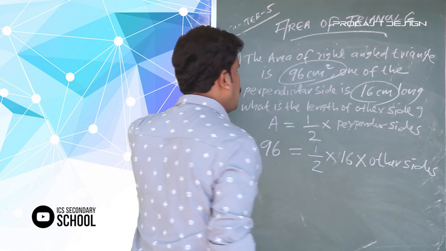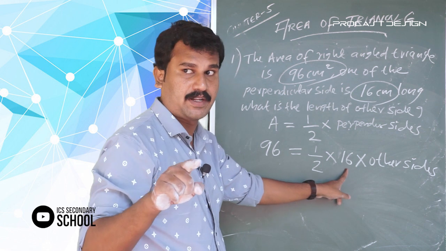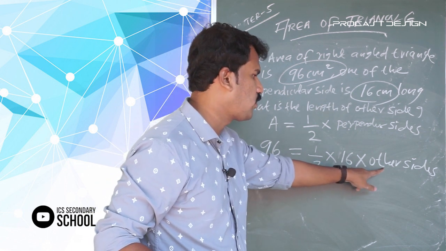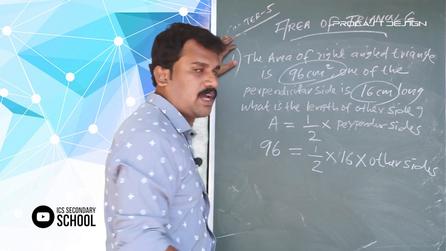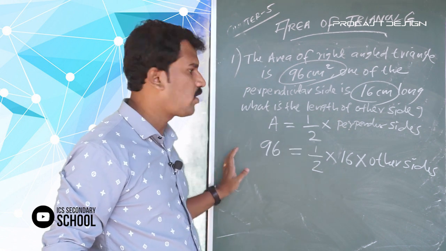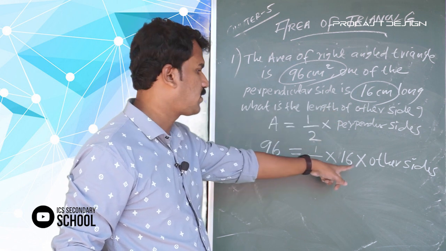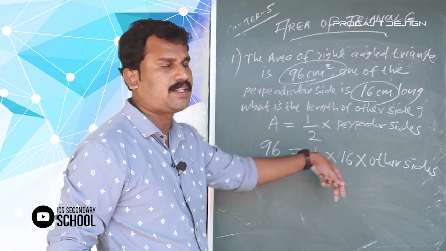The other side is perpendicular. One of the sides is given, that is 16, so the area is half into 16 into the other side. How can we calculate the length of the other side? That is the question.